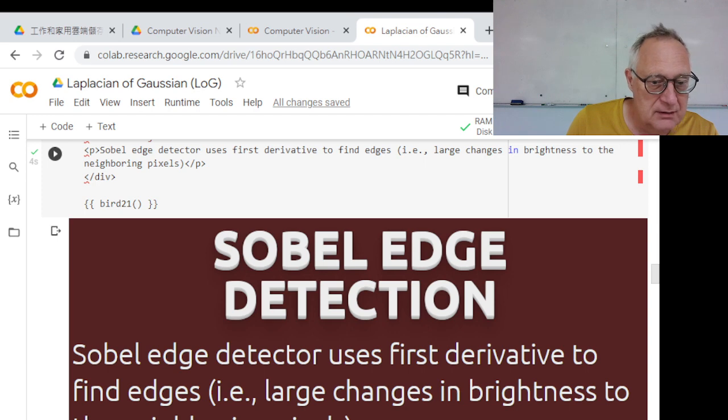This one here, more response on horizontal edges, this one here more on vertical edges. The wings of the bird are sort of at a 45-degree angle, which means we get similar response in the X and the Y direction. Right? Here it tapers off a little bit.